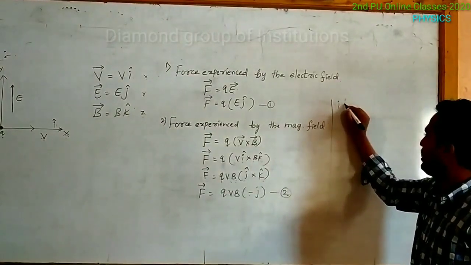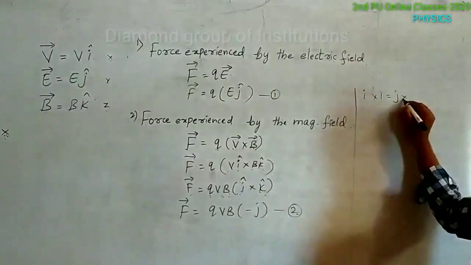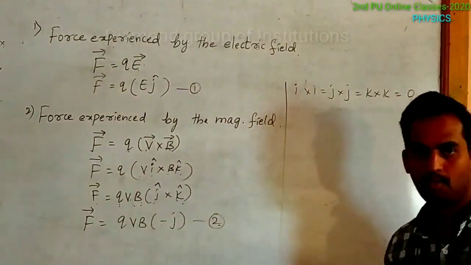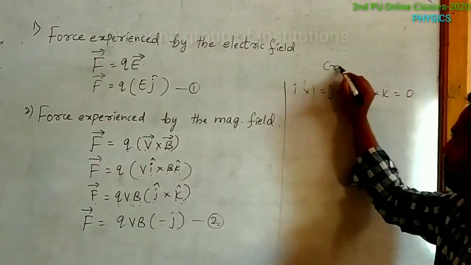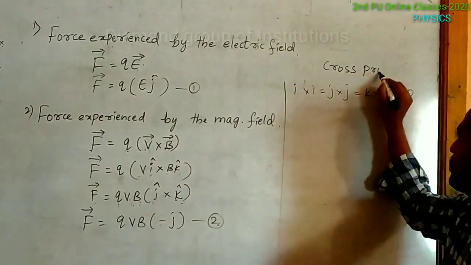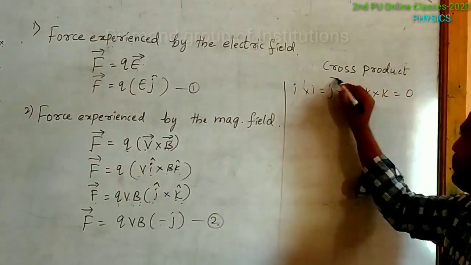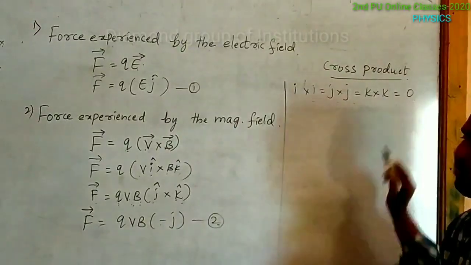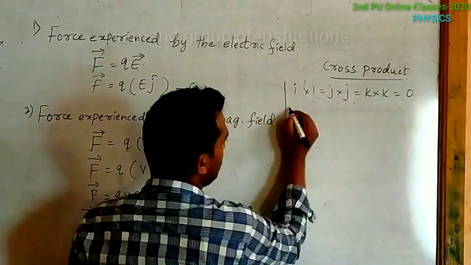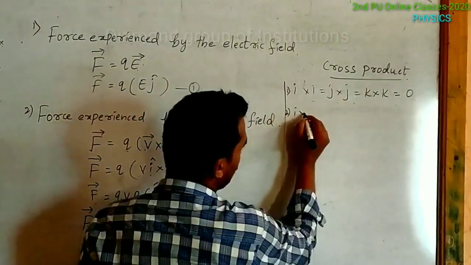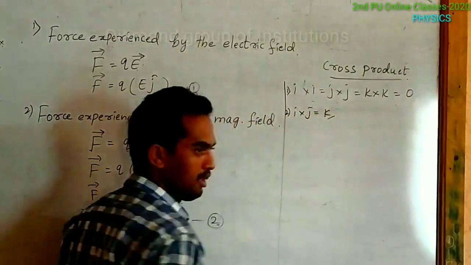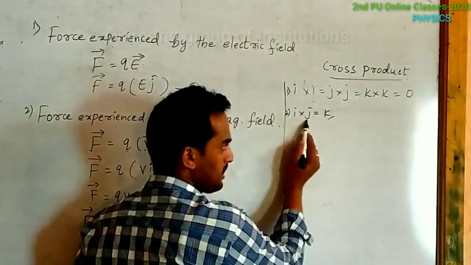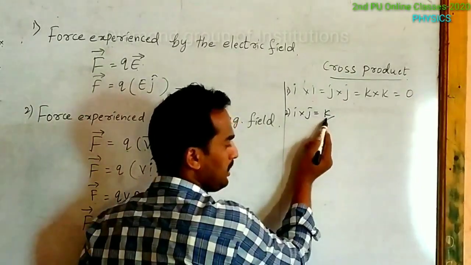What is the first identity of cross product? I cross I, J cross J, K cross K becomes 0. I cross I equal to 0, J cross J equal to 0, K cross K equal to 0. Now the second property: I cross J equal to K. That means we are following a cyclic process. I is the x axis, J is the y axis, and the answer K is along the Z axis.